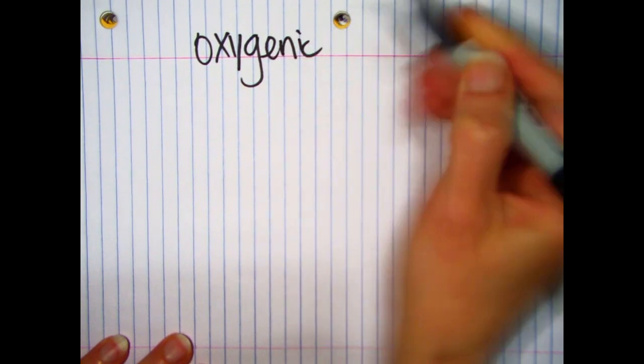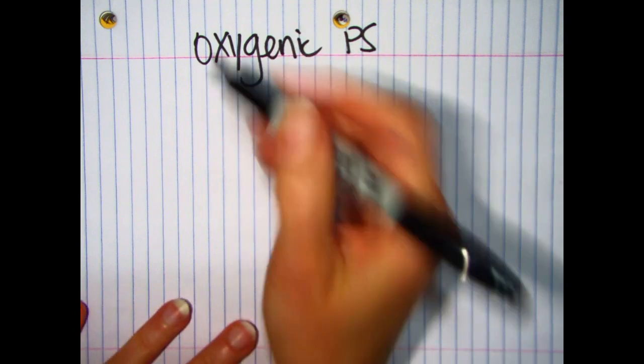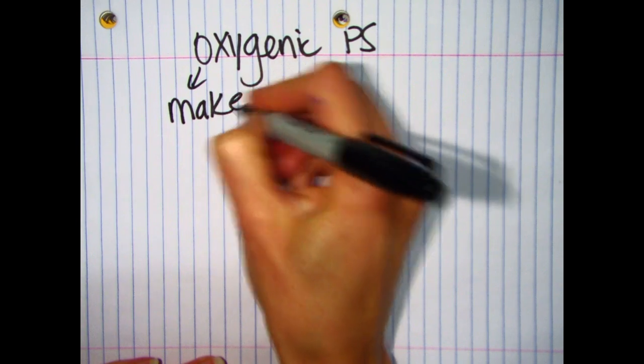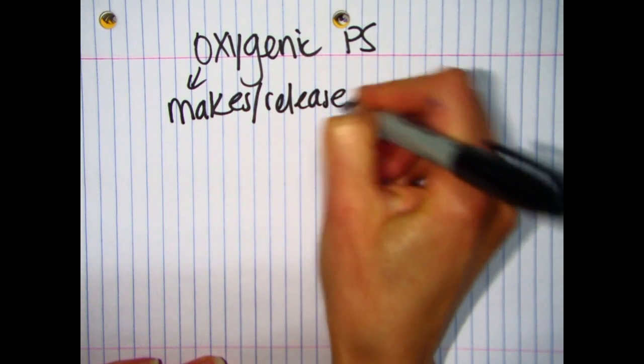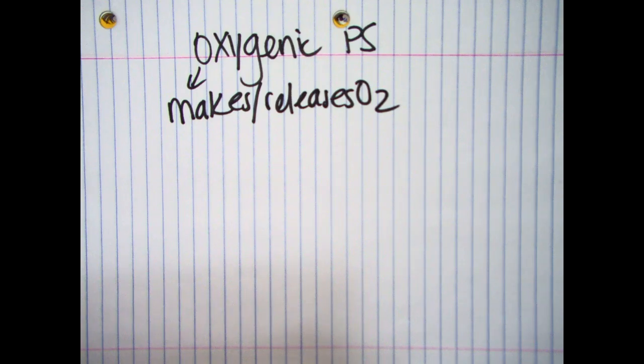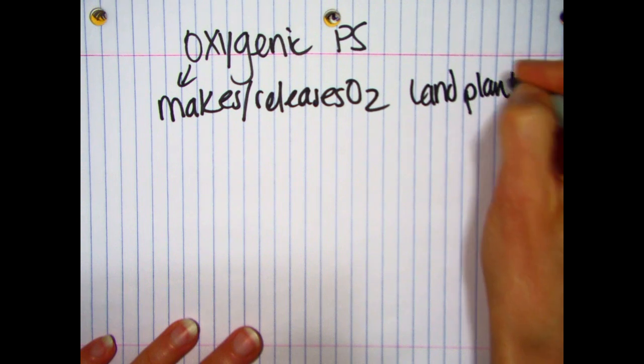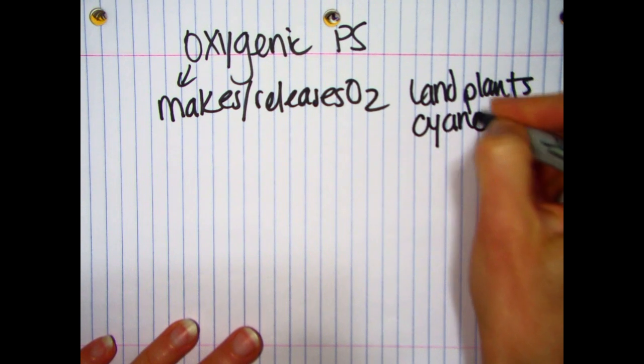So in this video, we are going to talk specifically about the light-dependent reactions in oxygenic photosynthesis. We will normally use photosynthesis, PS, to abbreviate photosynthesis because it takes a long time to write out. So you will hopefully remember or just be able to figure out that oxygenic photosynthesis makes/releases oxygen. That is why it's called oxygenic. And this is the type of photosynthesis that is done by land plants and by cyanobacteria.